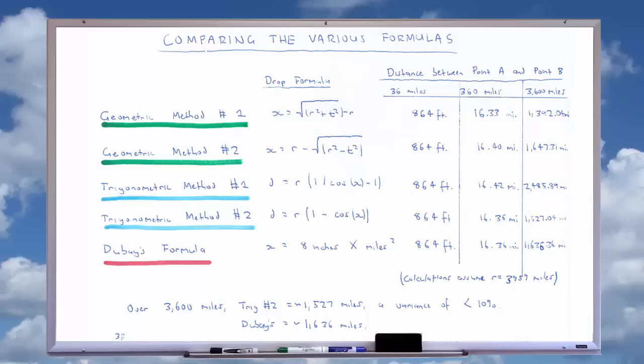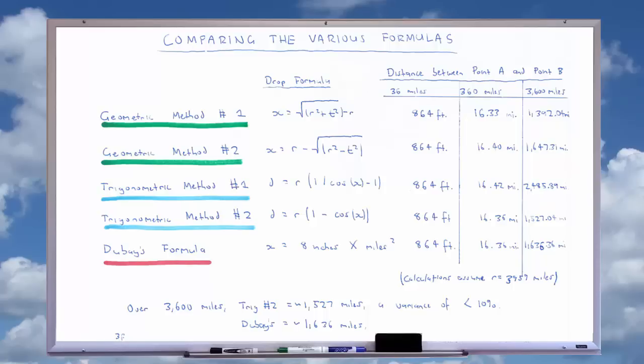It turns out that as the distance between point A and point B increases, the formulas begin to give diverging results. However, if you take the time to calculate the value of the drop for yourself using the 4 different formulas, you will find that even over 360 miles, the variance between the calculations is less than 1%. And how do they compare to Dubé's formula? Over 360 miles, the 8 inches per mile squared formula gives a result that sits neatly within the results of the 4 formulas in question.